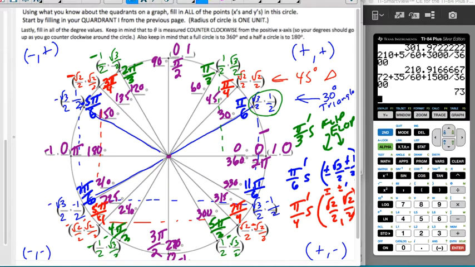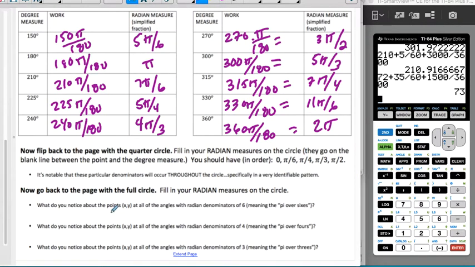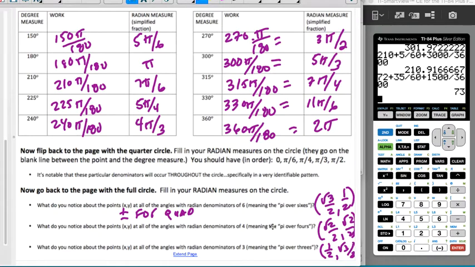So if we go back here for a sec, what I want you to spot about all of the pi over 6's is that they all have the point root 3 over 2, comma, 1/2, plus or minus for the quadrants. I'm just going to write plus or minus for the quadrants. The pi over 4's were all root 2 over 2 and root 2 over 2, again, plus or minus for the quadrants. And then the pi over 3's were the reverse. They were the 1/2 and then the root 3 over 2. If you notice that, it makes it a lot easier to fill out the circle.